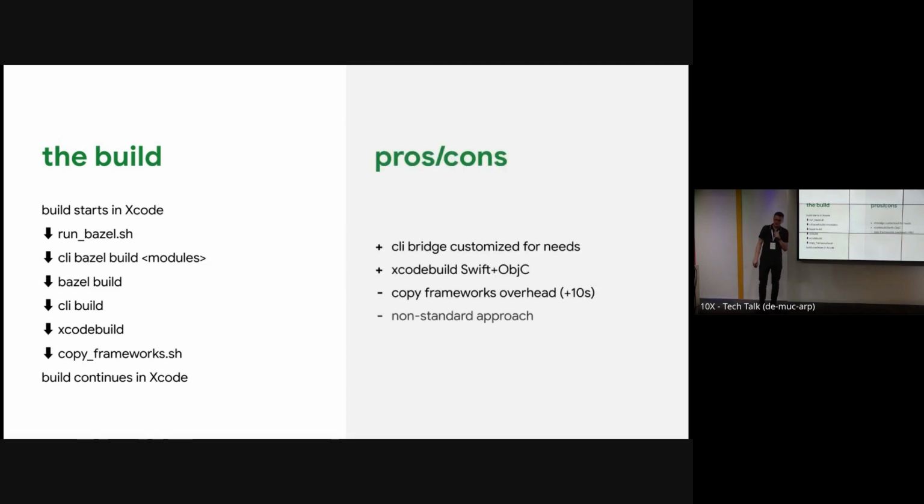Of course, this approach has a few pros and cons. One of the pros is that we have a CLI bridge that is suited for our modules. We were able to use xcodebuild to build mixed source frameworks. On the con side, it gives some overhead of around 10 seconds for copying. And this is a non-standard approach, so we can't benefit from the standard rule set.